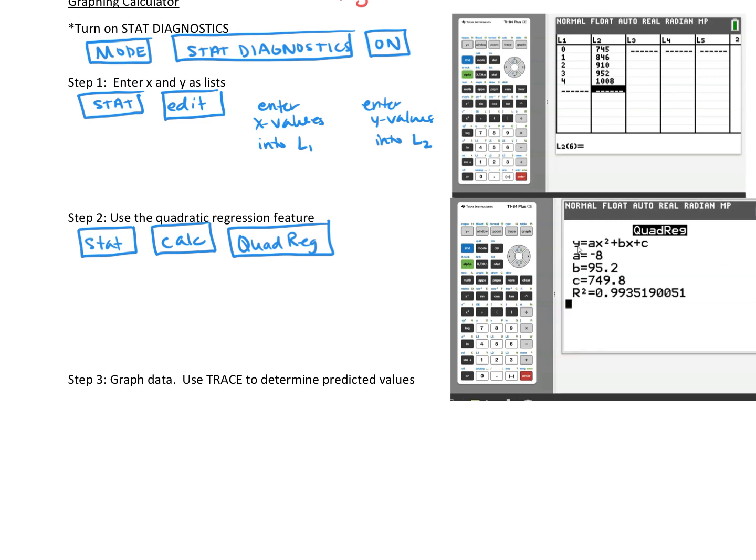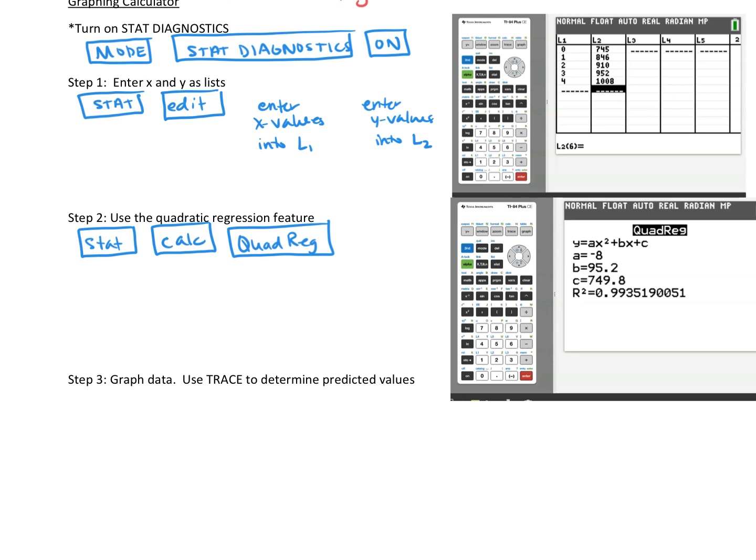What this gives us is our function in standard form, so we can see that this is the form we're going to work with, y equals ax squared plus bx plus c, and then they're giving us the a, the b, and the c values. So this -8 will plug in for a, the 95.2 will plug in for b, and the 749.8 we will plug in for c. And now we have a quadratic function. R squared, this value right here, R squared equals 0.9935 and so on. That is helpful for us, and I'll talk about that in a second.